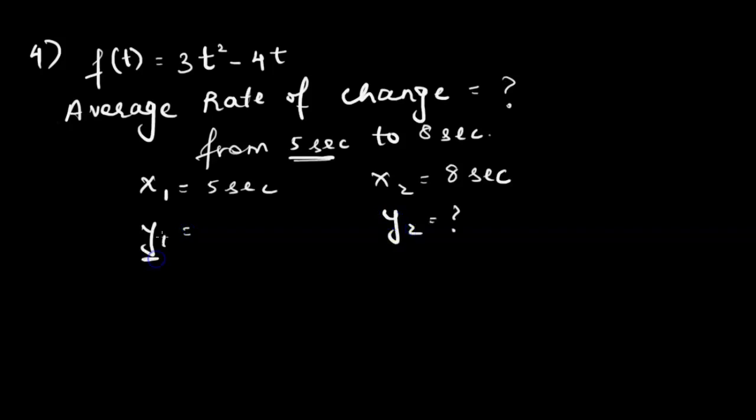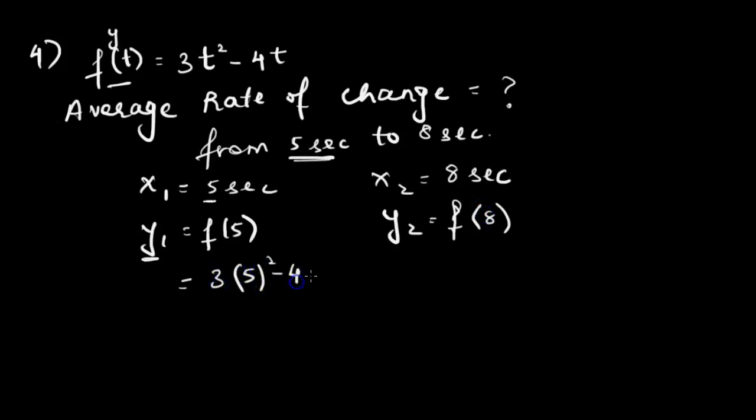Now y1 is the value that we would get when we sub in 5 seconds in the f(t) equation, because we know from the previous grade that f(t) or the function is nothing but the y value. So y1 would be equal to f of 5 and y2 would be equal to f of 8. So all we have to do is just sub in 5 in place of t in the f(t) equation. We get 5 times 5 is 25 times 3 is 75 minus 20. That gives us 55.